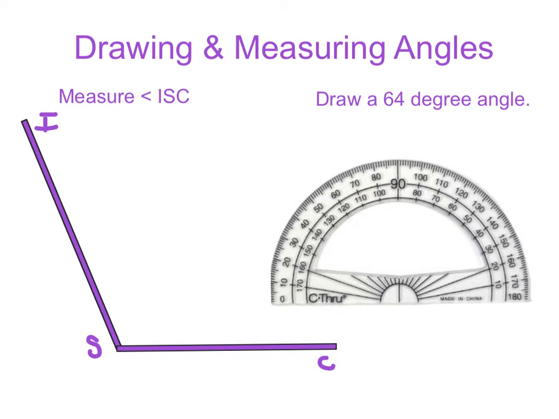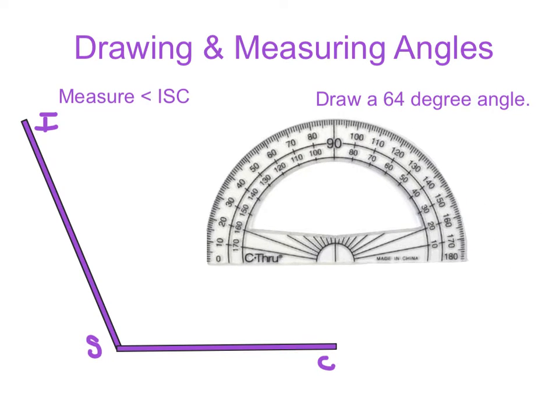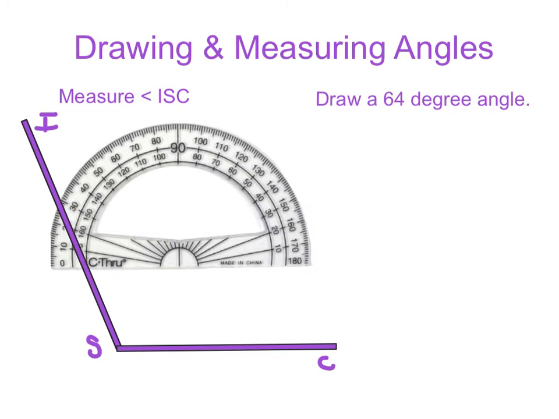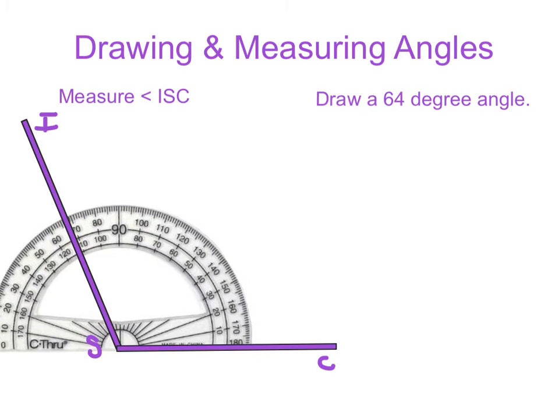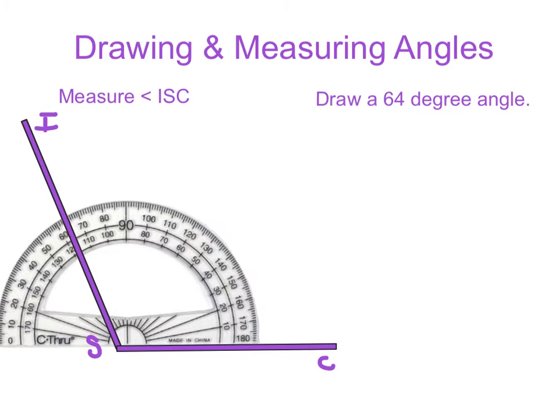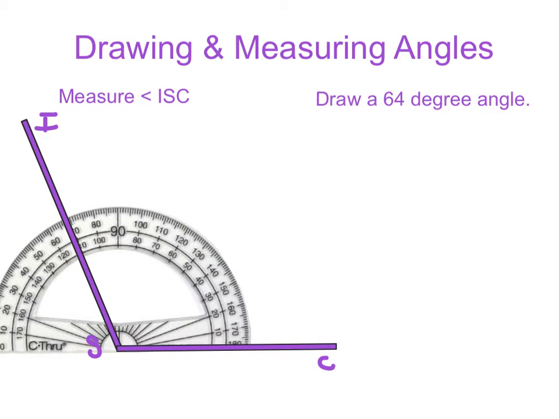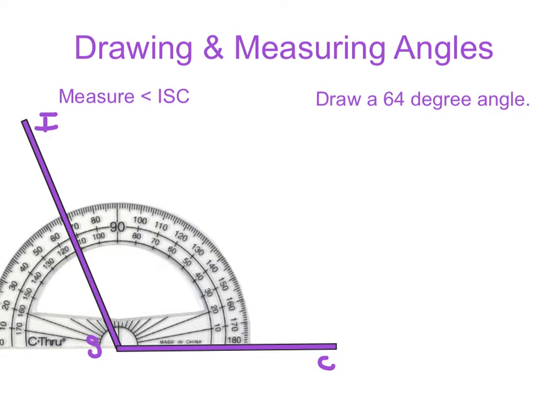The next skill would be drawing and measuring angles. And to do both, we use this tool over here called a protractor. And the first one is to measure the angle. So you want to make sure that this is lined up perfectly along the bottom. You don't want it too far up, and you don't want this off to the side. You want it perpendicular to your vertex.